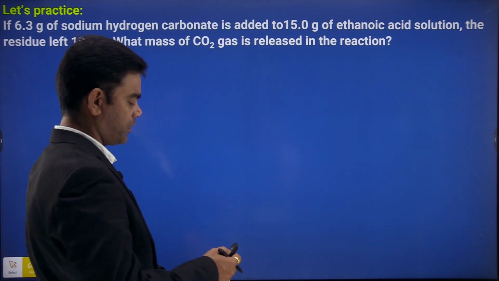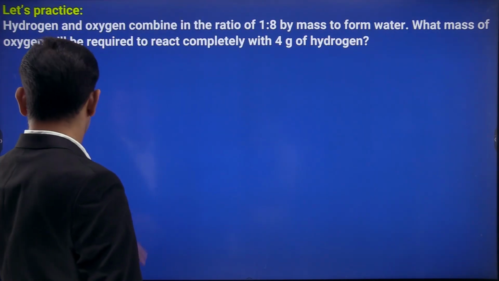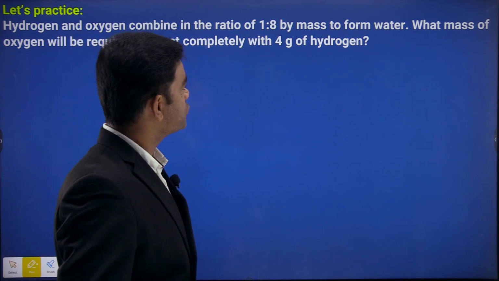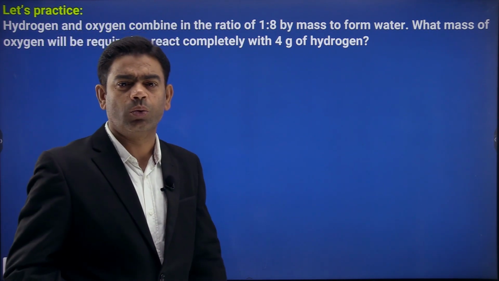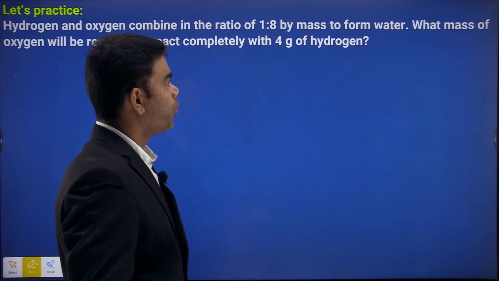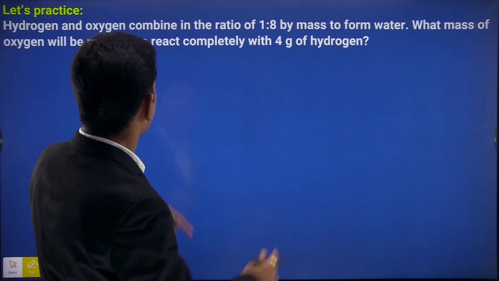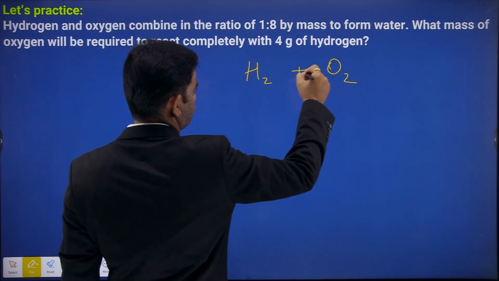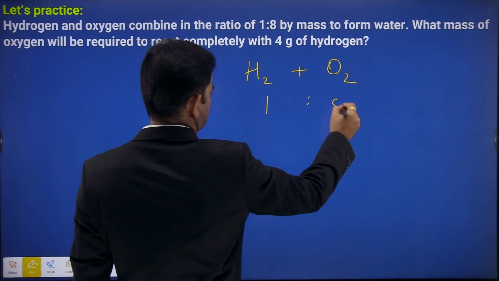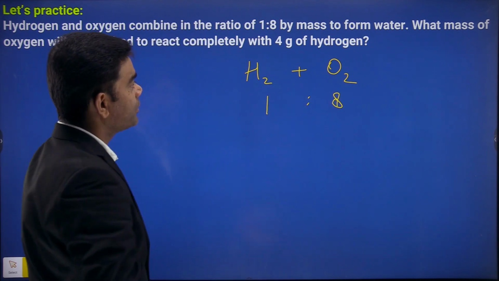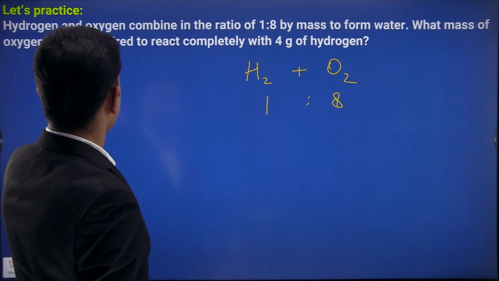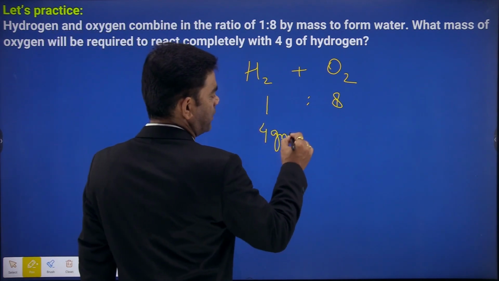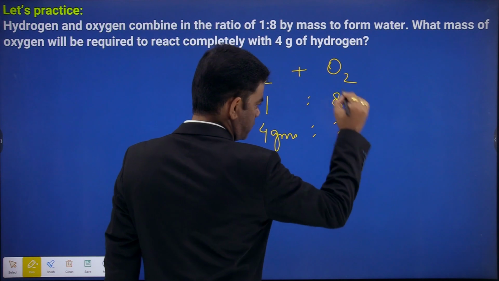Let's see if we can do one more question. हाइड्रोजन एंड ऑक्सीजन कंबाइन इन द रेशियो 1:8 by mass. अभी हमने देखा ही था in water 1:8 by mass. What mass of oxygen will be required? Hydrogen and oxygen they combine to form water in the ratio of 1:8 by mass. Now it's saying what mass of oxygen will be required to react completely with 4 gram of hydrogen, अगर ये 4 grams है तो ये कितना चाहिए हमको?